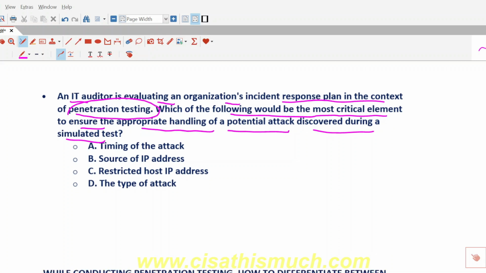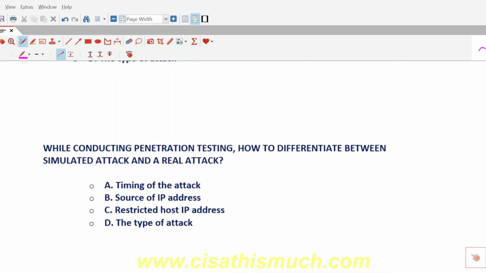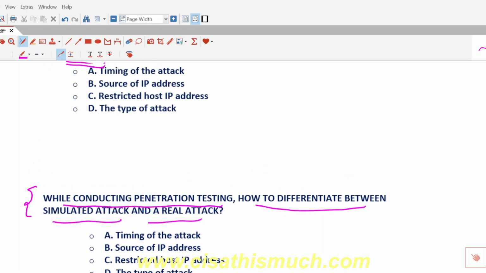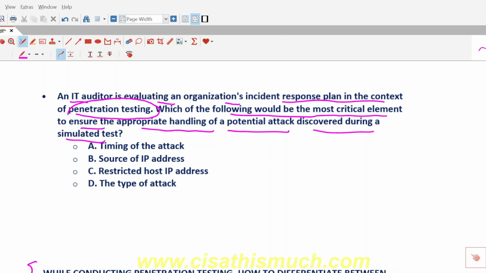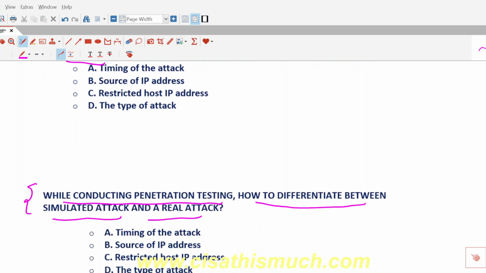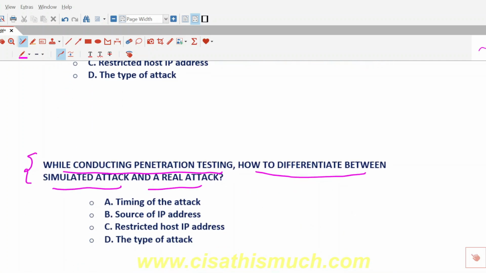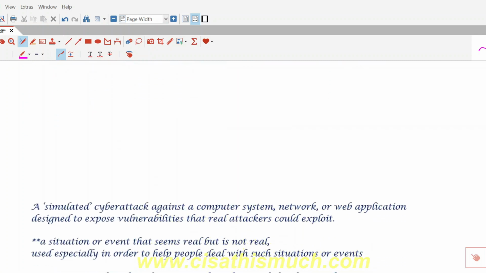Okay, so I also have the easy version of this question, which is: while conducting penetration testing, how to differentiate between the simulated attack and a real attack? And this was the question which was shared with me. Why I have taken this more difficult version is to make you understand how they can twist the words and modify the question and make a simple question look very difficult. And that would be the time when you will not be able to even understand what the question is trying to say.